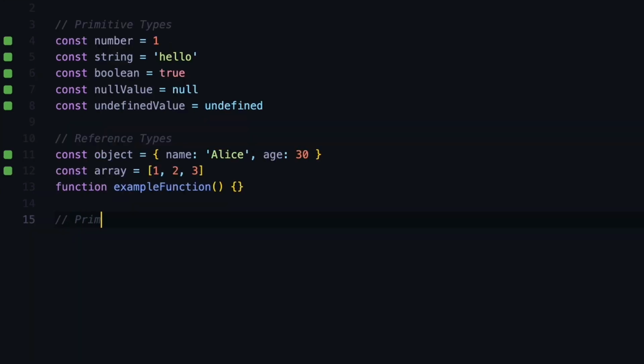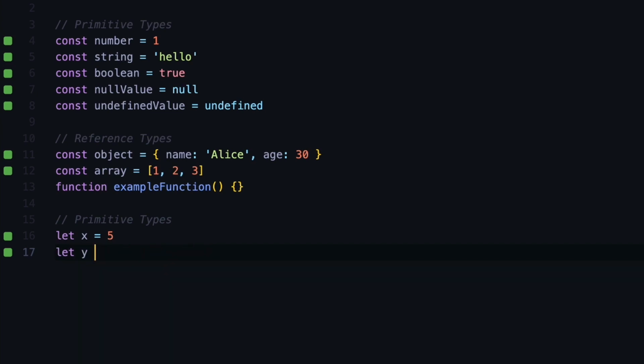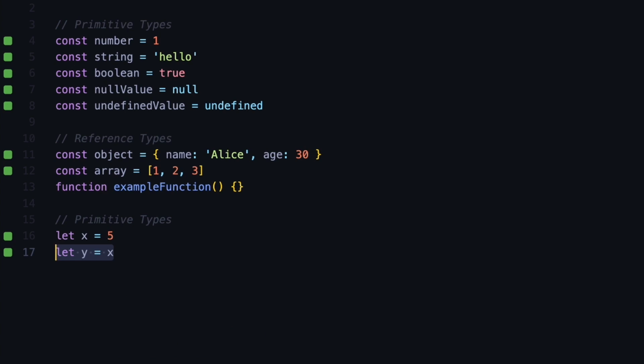First, let's start with primitive types. When you assign a primitive value to a variable, let's say you have a variable x and you assign a primitive type like number 5, a copy of this value is created and stored in the variable's memory location. And if you assign another variable, let's say y, and you assign this to be the same as x, another copy is created for this y variable and it is stored in the memory.